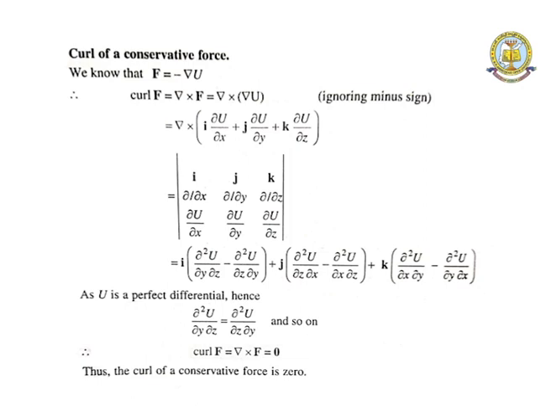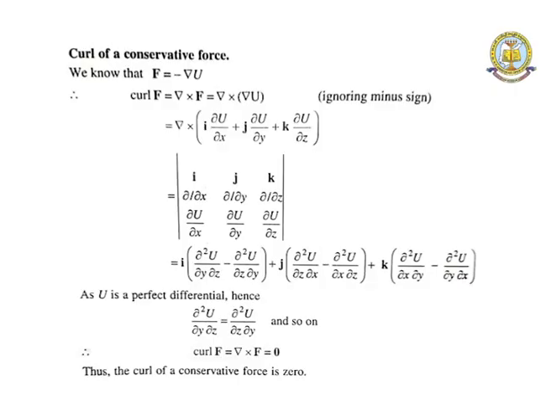where del means i dou by dou x plus j dou by dou y plus k dou by dou z. Applied to U, that gives i dou U by dou x plus j dou U by dou y plus k dou U by dou z. What is the formula? Del cross F, or curl F, is equal to the determinant of i, j, k; dou by dou x, dou by dou y, dou by dou z; and the x term, y term and z term. Here the x term means the i term, the j term and the k term, with x differentiating, y differentiating and z differentiating.